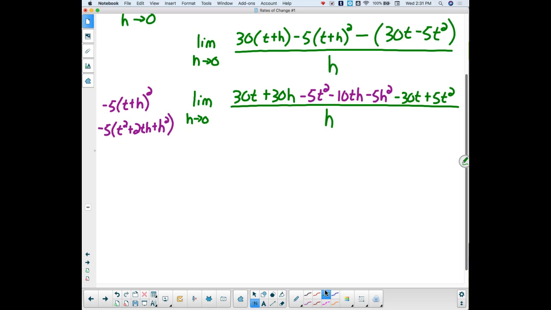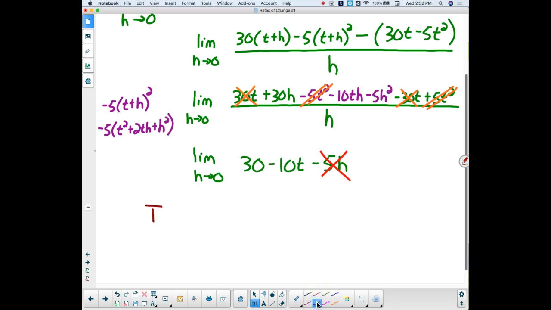Now, if I did my math right, when I simplify that numerator, all of my non-h terms should be gone. Okay? 30t minus 30t is 0. Negative 5t squared plus 5t squared is 0. And there's nothing else that simplifies. So now I can divide everything by h. That would give me 30 minus 10t minus 5h. Now I can send h to 0. By sending h to 0, any remaining h terms go away.